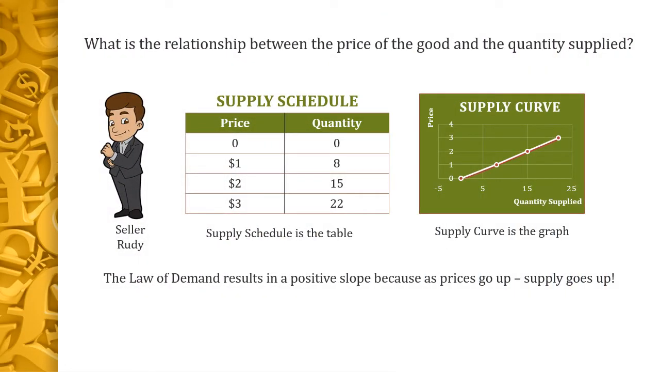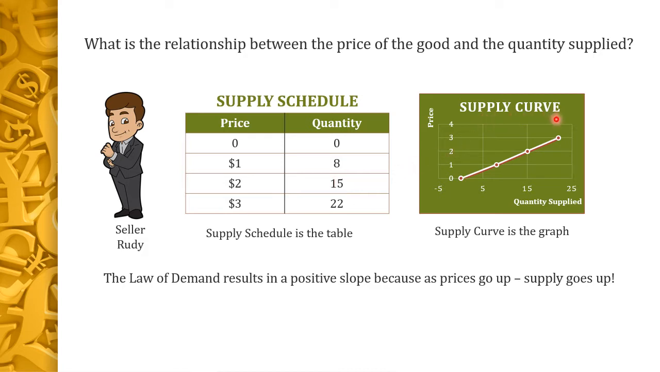If you had listened to the lecture on demand, you'll see that supply basically works the same way. We're going to have a supply schedule, and of course this schedule is a table, and what we're looking at is here are the prices that Rudy can charge, and let's just say for tacos. And here's the quantity that he's willing to sell at each price. Now notice when the price is 0, he's not going to sell any. He's basically going to say, why would I give away free tacos? It costs me money to make them. But at $1, he says, I'm only willing to make 8 because it's maybe not really worth his time and effort. At $2, you know what? He'll spend a little bit more time and a little bit more resources and make 15. And of course, at $3, he'll make 22.